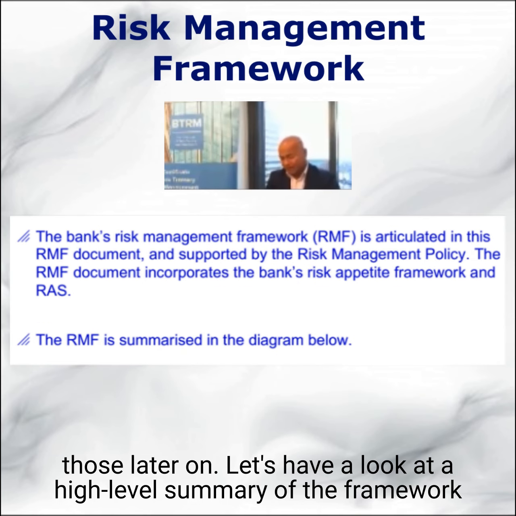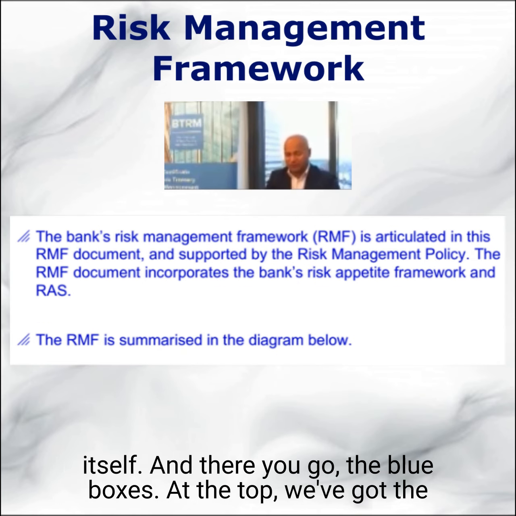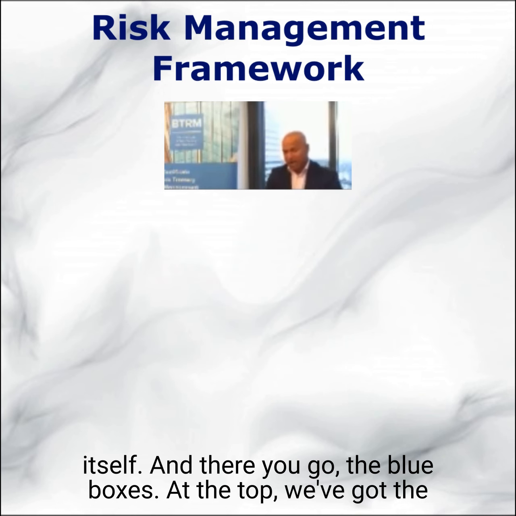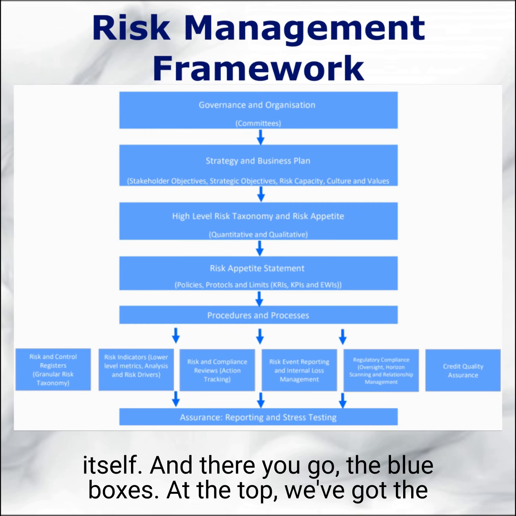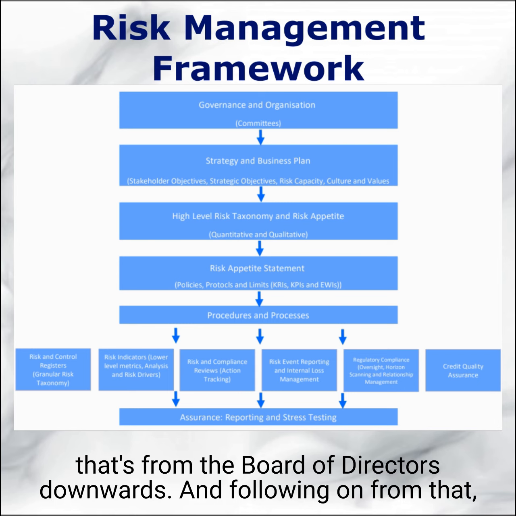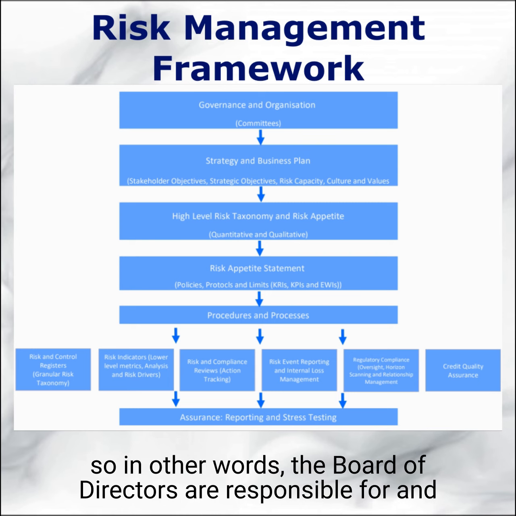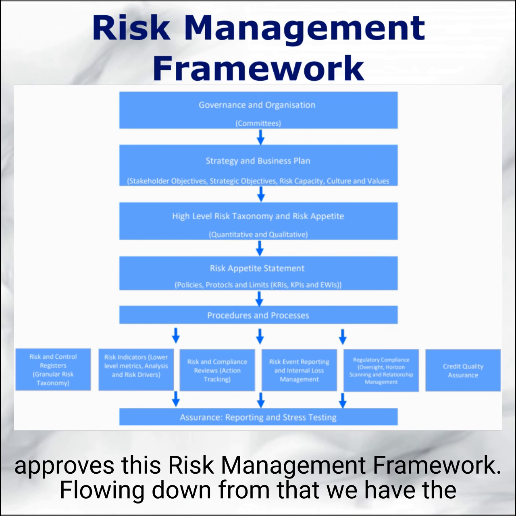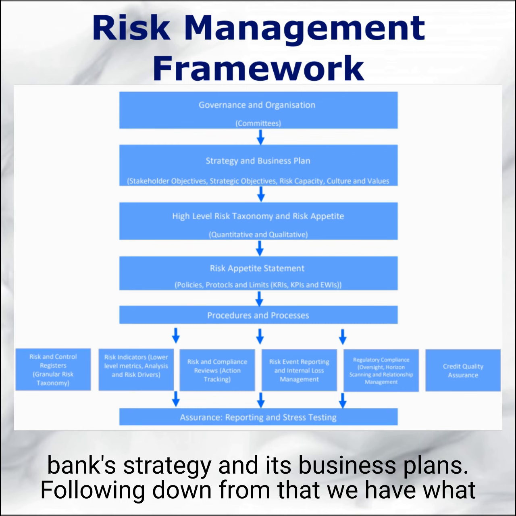Okay, let's have a look at a high-level summary of the framework itself. And there you go, the blue boxes. At the top, we've got the governance operating model, the governance structure of the bank. So that's from the board of directors downwards. And flowing on from that, in other words, the board of directors are responsible for and approve this risk management framework. Flowing down from that, we have the bank's strategy and its business plans.